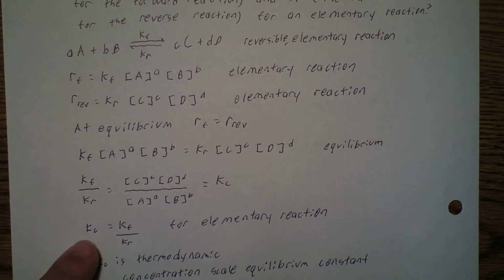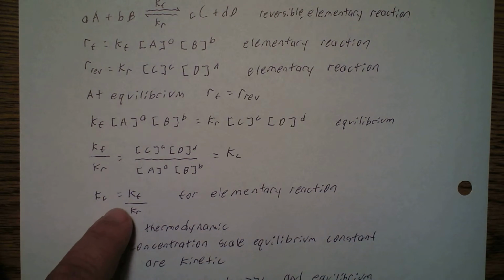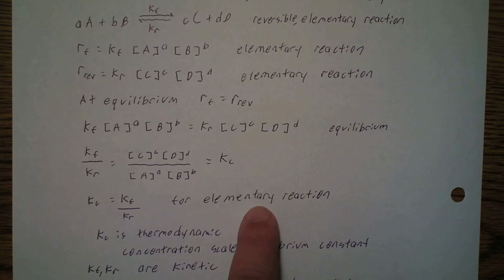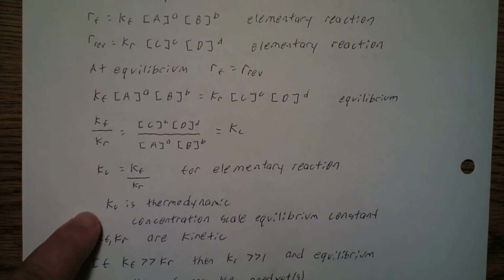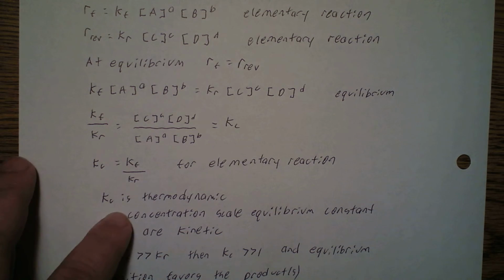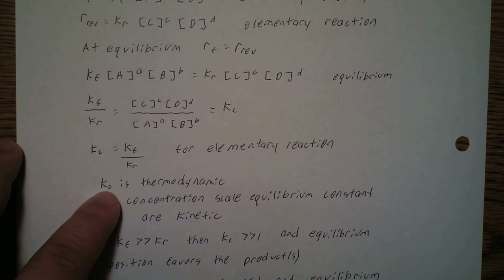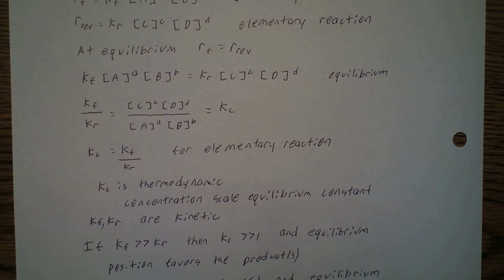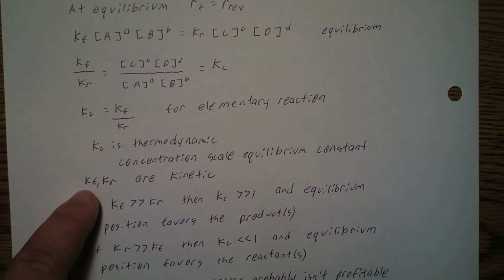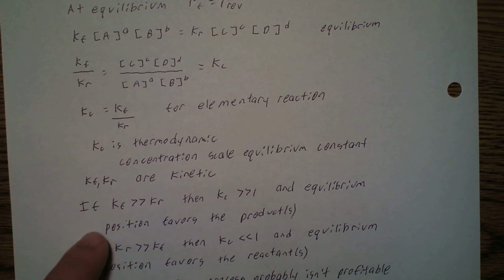So Kc, the equilibrium constant, is going to be equal to the forward rate constant divided by the reverse rate constant, but only for an elementary reaction. Now Kc is thermodynamic. The c is because it's the concentration scale equilibrium constant. Now remember, the forward rate constant and the reverse rate constant are kinetic.